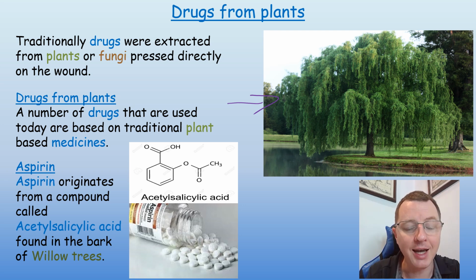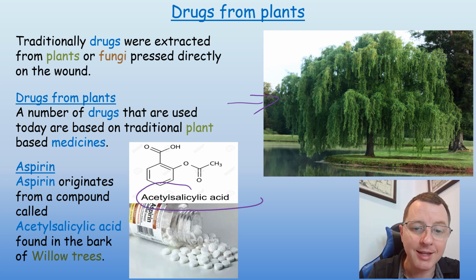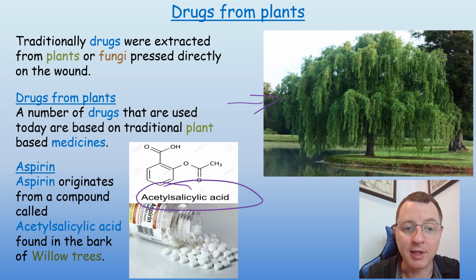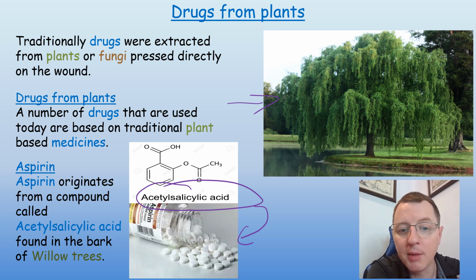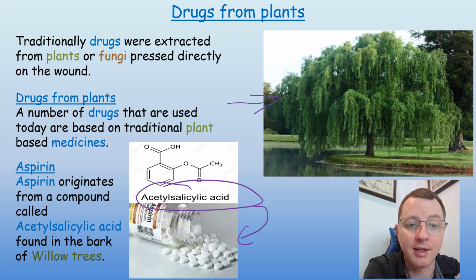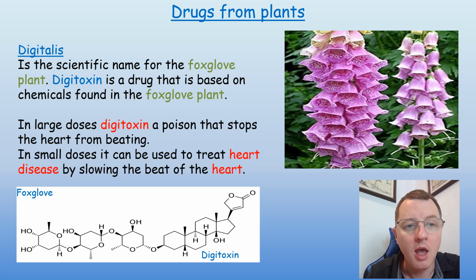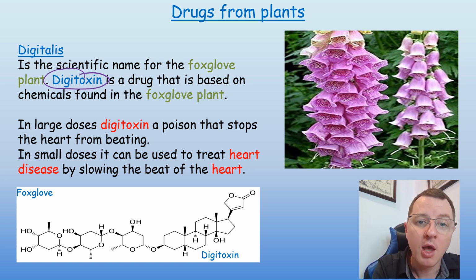Now it turns out that the active ingredient in the bark of the willow tree is called acetylsalicylic acid, and that's the chemical that we can now synthesize and package and prescribe to people with headaches as the drug aspirin. So aspirin is a particularly useful medicine if somebody has a headache, but the original compound is derived from the willow tree, acetylsalicylic acid.